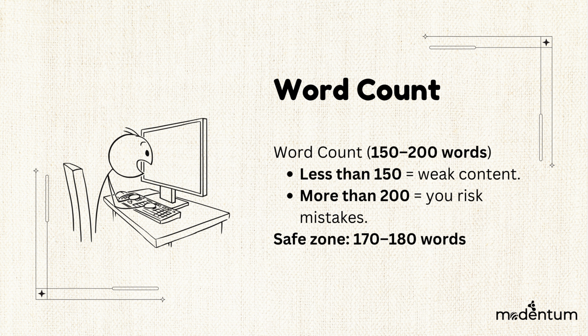Word count. A CELPIP email should be between 150 to 200 words. Less than 150 words equals weak content. More than 200 words equals risk of making mistakes. The safe zone for writing an email is 170 to 180 words.